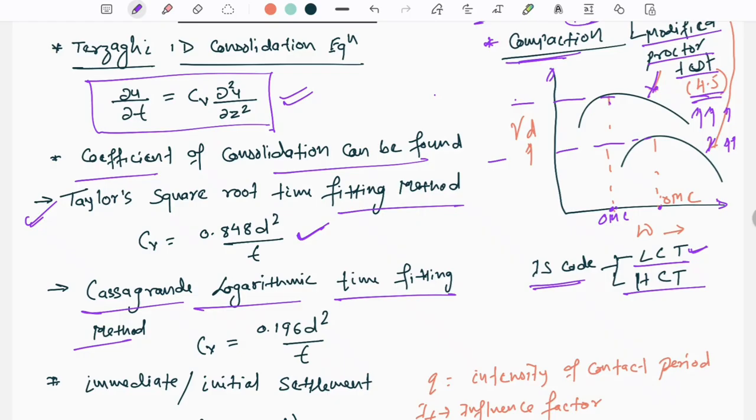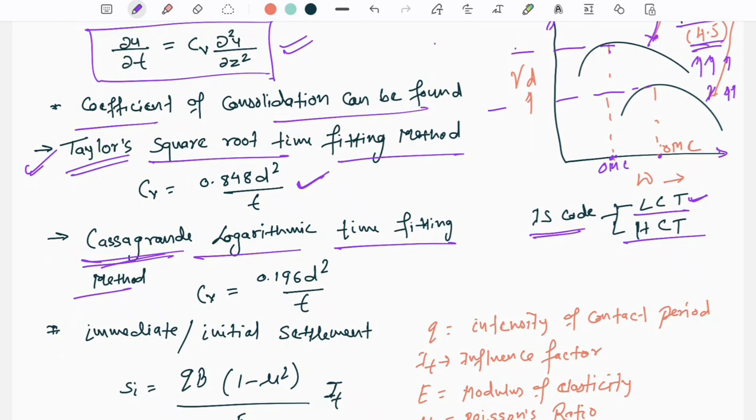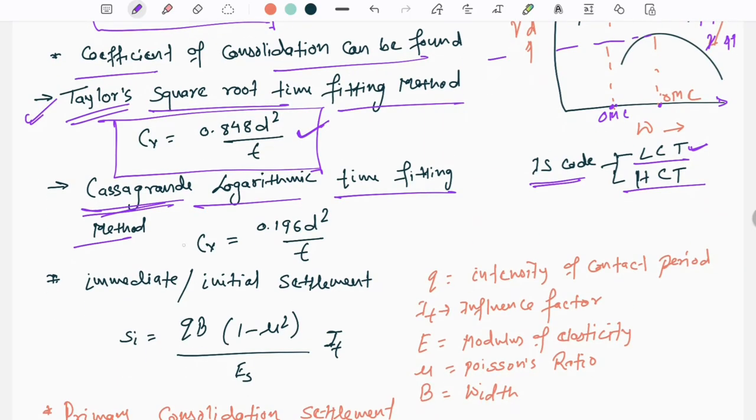It is also asked in the exam that the square root fitting method is given by whom? That is by Taylor, whereas the logarithmic time fitting method is given by Casagrande, and the curve is also given. This is square root fitting, this is logarithmic time fitting. So these are the key points you need to keep in mind at the time of examination. Taylor gave Cv equal to 0.848 d square by t, whereas the logarithmic time fitting method given by Casagrande is Cv equal to 0.196 d square by t.